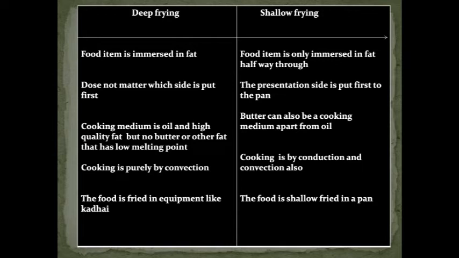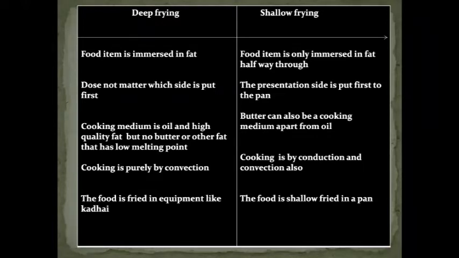But when you are doing shallow frying, you can do butter or oil, anything. But generally what the modern chefs do is they add a little bit of butter and they add a little bit of oil also in it. Okay, so they add a little bit of butter and a little bit of oil. Okay, so that is known as shallow frying.